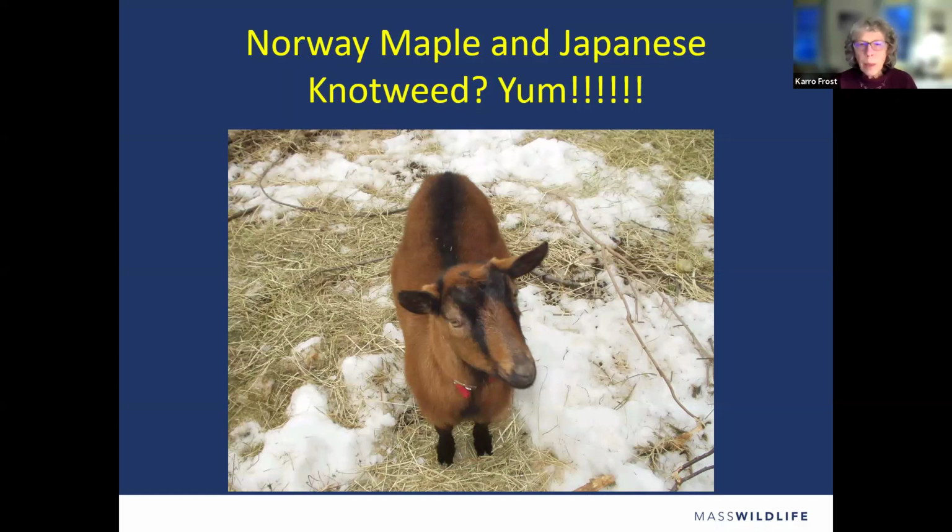So these guys are great. They work well. They like to eat shrubs better than they like to eat things that are on the ground. They like to eat up. But I've also had them take out poison ivy, and they're a good way to do that.